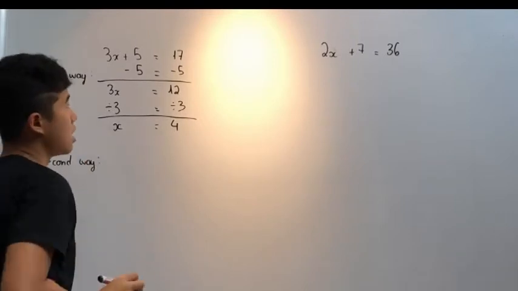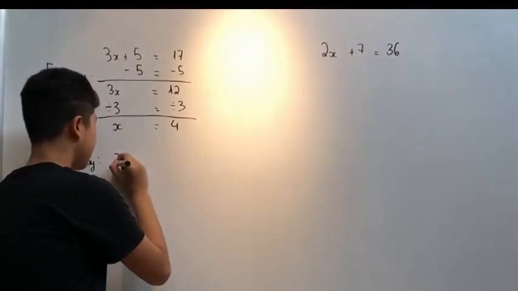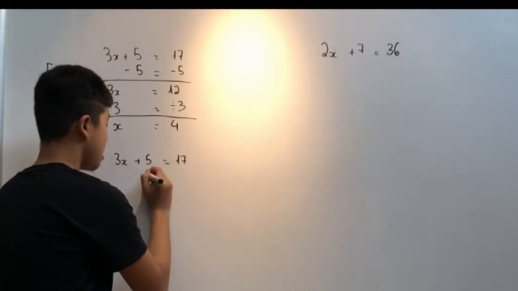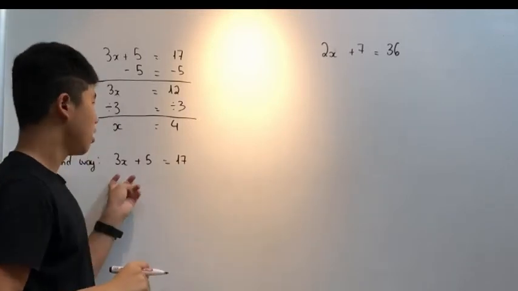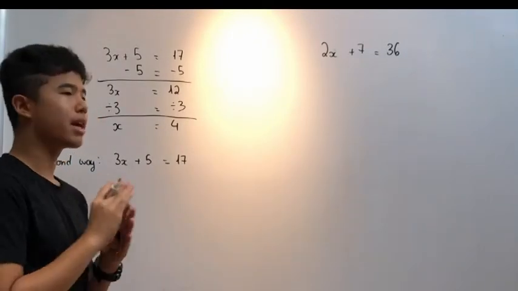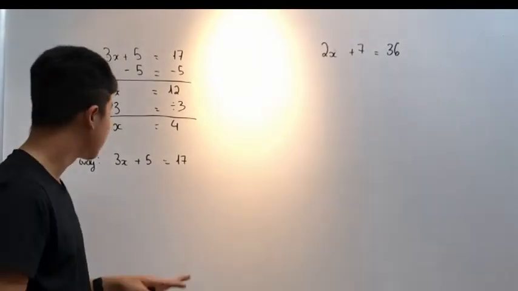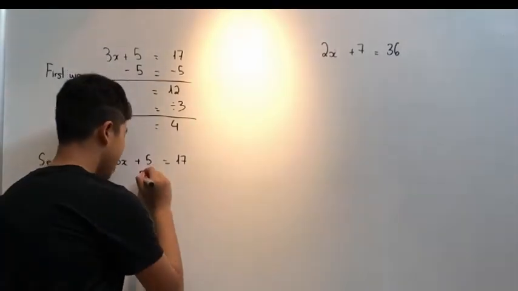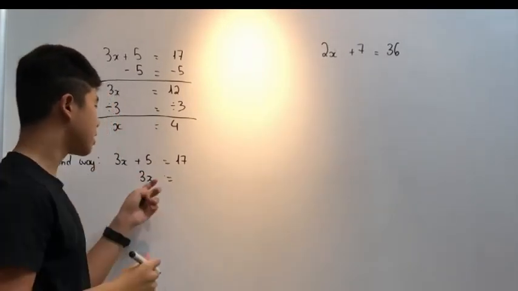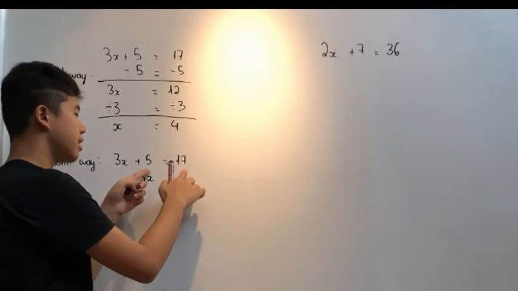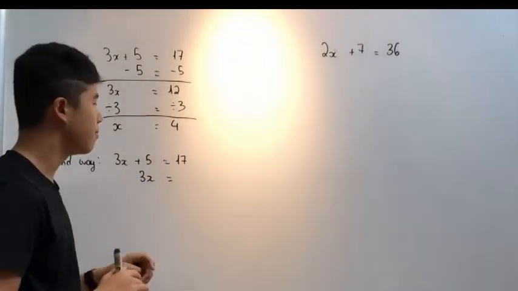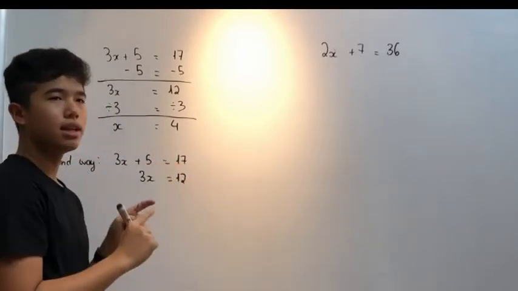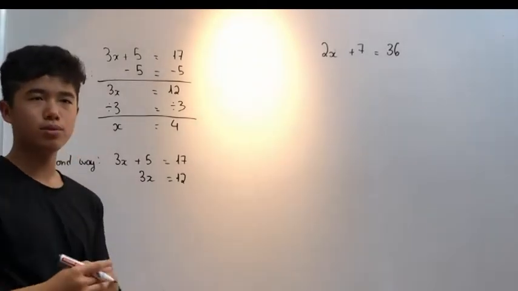The second way is a little bit easier. Copy out what is given again: 3x plus 5 equals 17. And then, you have learned that always multiplication first and then add and subtract. So for this one, we will do multiplication first. So 3x. If you want to find 3x, you just take 17 and minus 5. 17 minus 5 is 12, because 3x plus 5 is 17. 17 minus 5 will be equal to 3x.